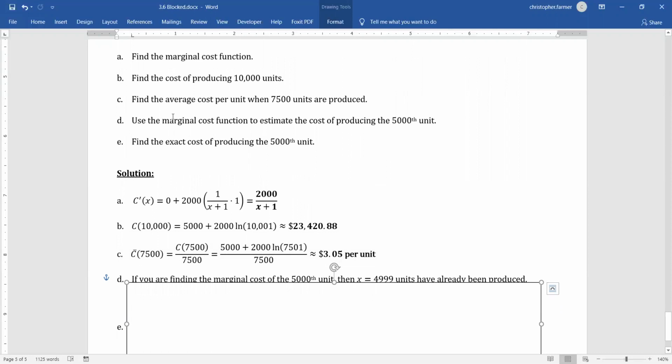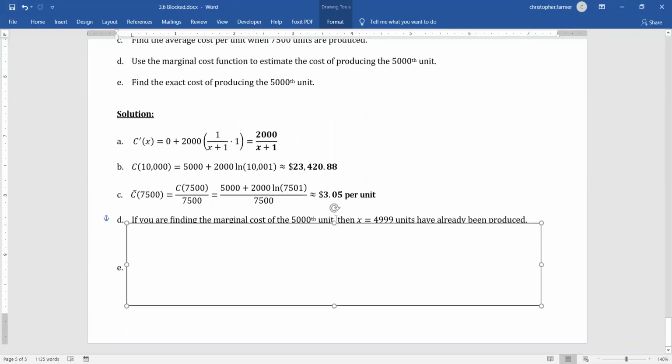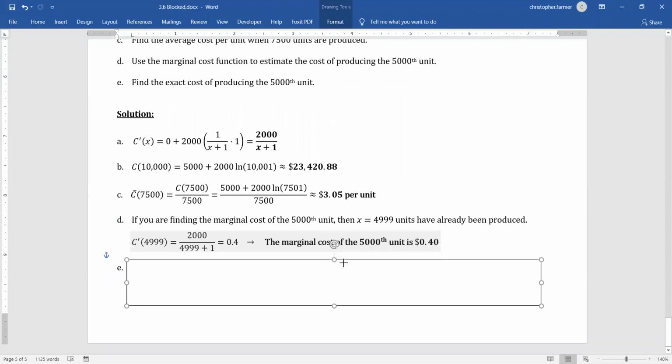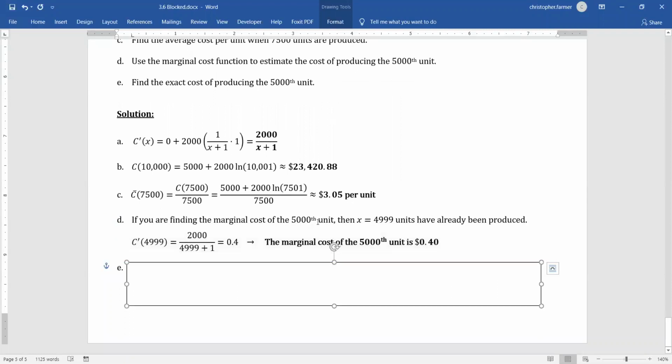Okay, if you're asked to use the marginal cost to estimate the cost of producing the 5,000th unit, here we have to be a little bit careful because it's easy to plug the wrong number in here, right? The marginal cost tells you the price of one additional unit. So the 5,000th unit is one more unit than the 4,999th unit. But if you're finding the cost of the 5,000th unit, then the 4,999 units have already been produced. This is the extra unit that gives you the 5,000th.